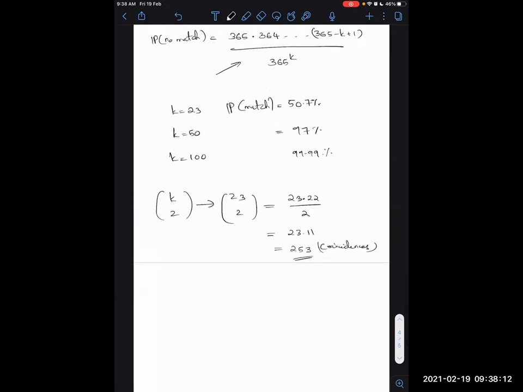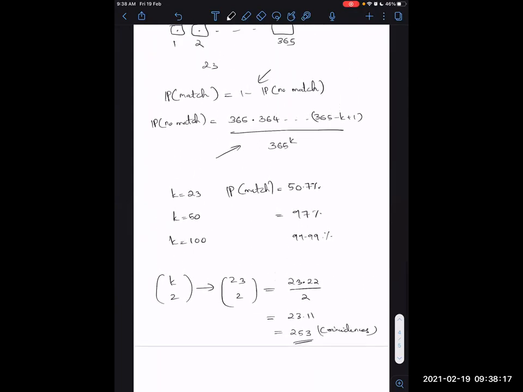Okay. So what I'm trying to put forward is that probability can be very counterintuitive. Cool.